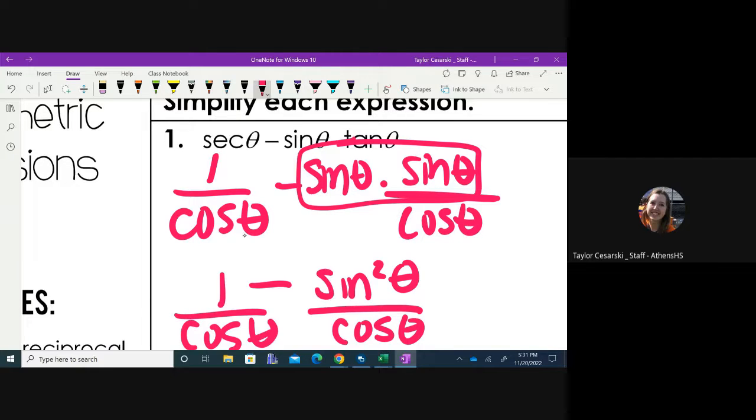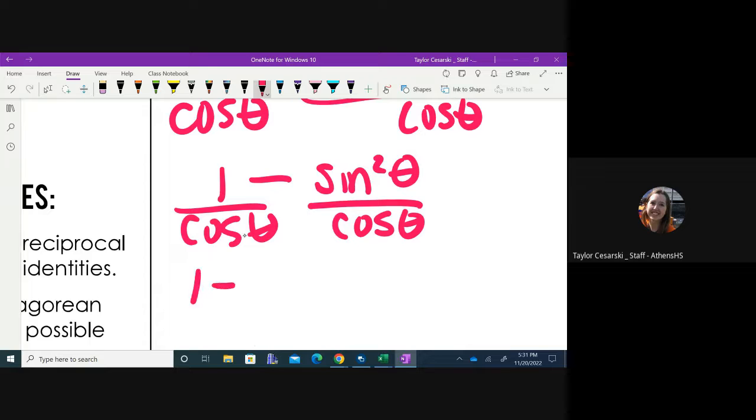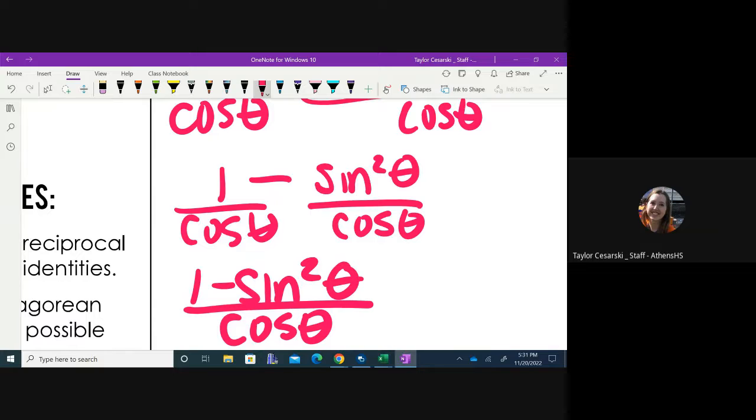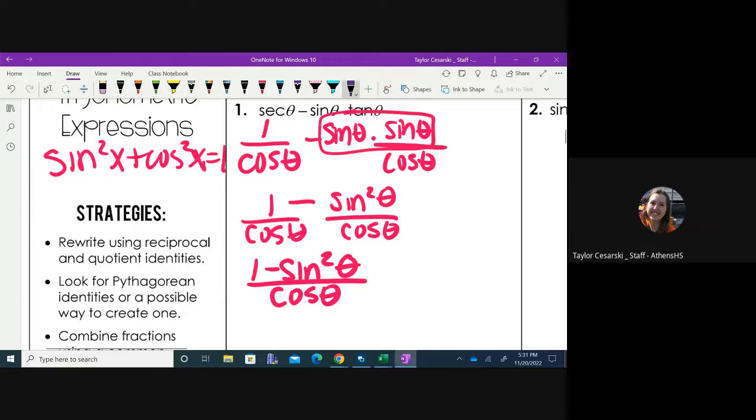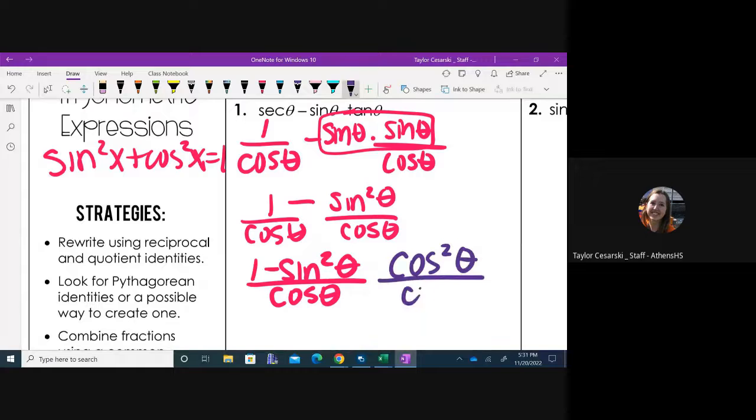Now, these already have a common denominator, so I can go ahead and rewrite this as 1 minus sine squared of theta over cosine theta. Well, let's think back. We know sine squared of x plus cosine squared of x equals 1. If I were to subtract sine squared of x from the other side, this is really just cosine squared of theta, and that's one that you'll get really familiar with. Same thing as 1 minus cosine squared is sine squared. All right, from here, I can cancel out one of the cosines, and I'm just left with cosine of theta.